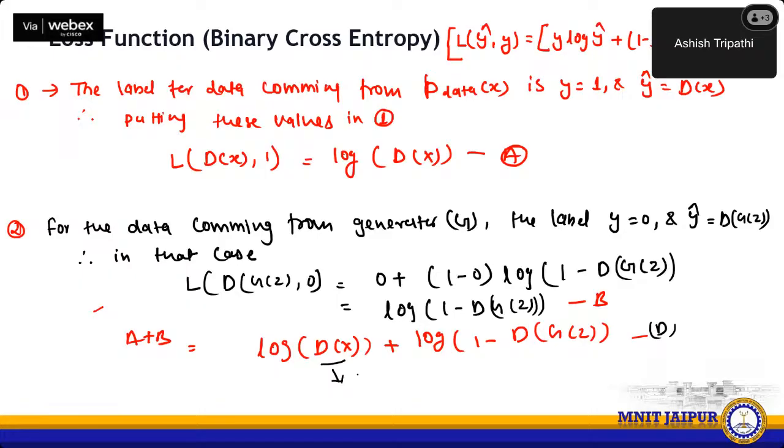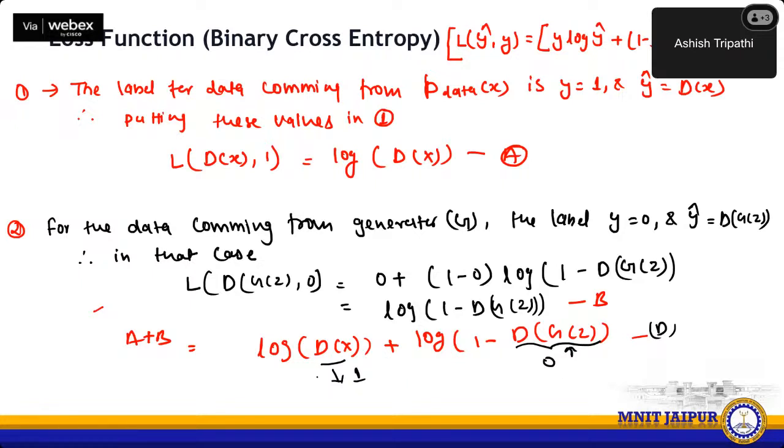Discriminator wants that D of x should be equal to 1, because 1 is the correct classification label for the real data. And here what does discriminator D want? Discriminator D wants that D of z should be equal to 0. Very good. Now I am confident enough that you are getting the point. So discriminator wants that this should be 1 and this should be 0.